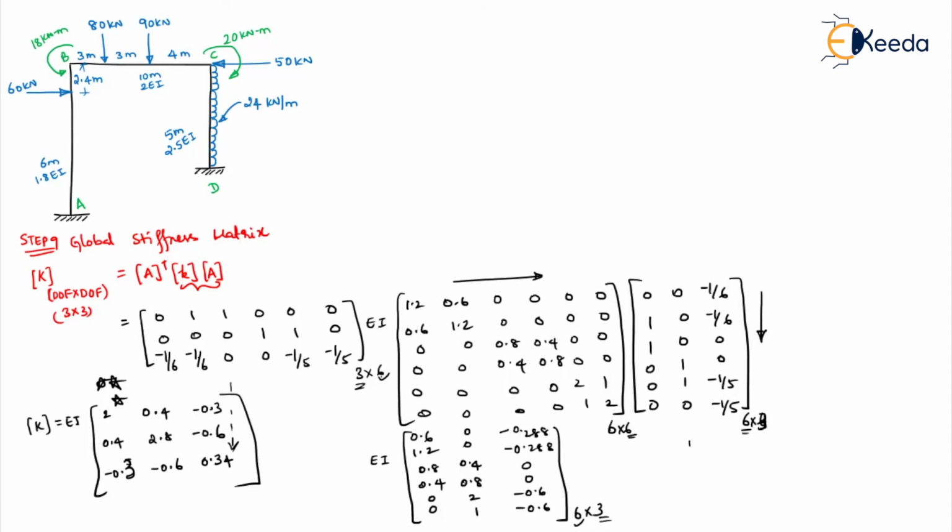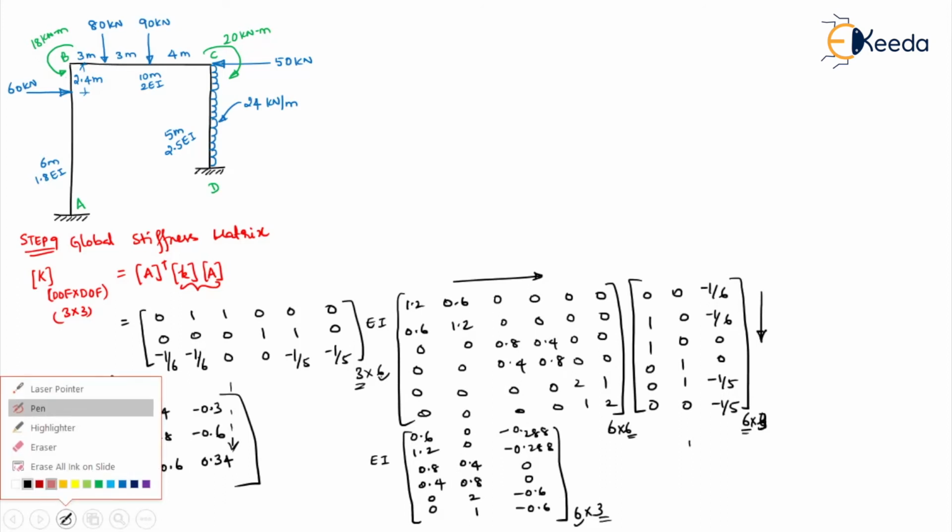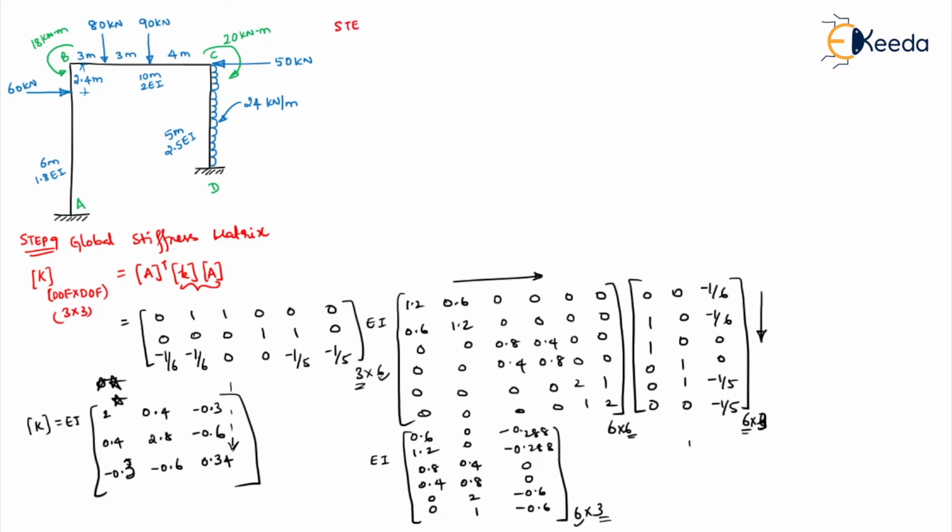Once you're done with your global stiffness matrix, what do you have to do? You have to find your displacement matrix. That's your step 10. Step 10 is the displacement matrix, right? Your displacement matrix delta will be of the order degree of freedom into 1, so it's 3 into 1 in this particular case. It's nothing but K inverse into PL. Please calculate the K inverse by yourself. By now you know how to calculate it. So I'll directly write the K inverse value.